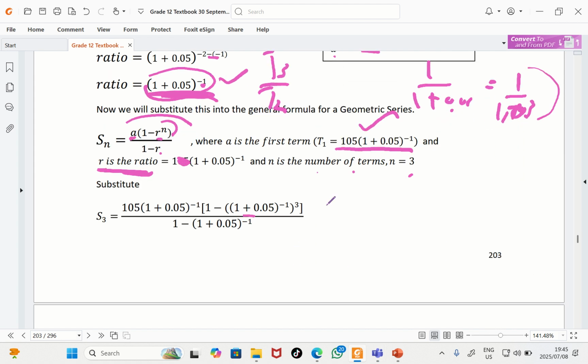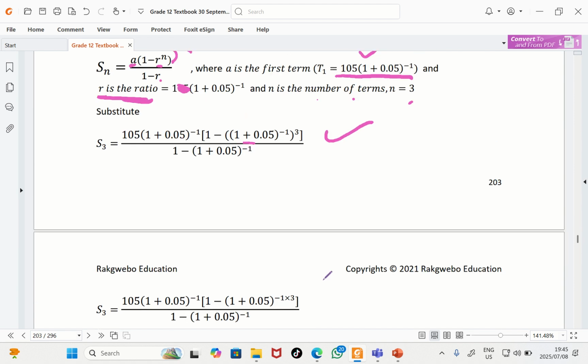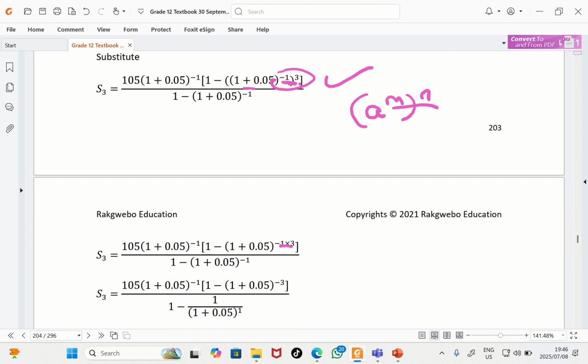Yes, okay, that's a substitute. So I'm gonna simplify this. I'm gonna start by multiplying these two. You guys remember what mathematicians say: when you have a number to the power of something, to the power of something, you just multiply the two exponents. So I'm gonna multiply the 1 minus 1 by the 3. That's what I did there.